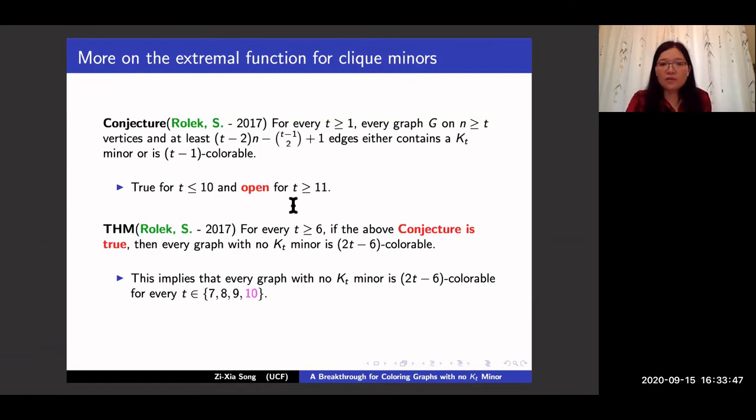So we proved that if this conjecture is true, then every graph with no K_t minor is (2t-6)-colorable. Since this conjecture is true for t at most 10, I put a 10 in pink color because Denton's paper is not out yet. So this is the one here. Otherwise it's open for t at least 11.